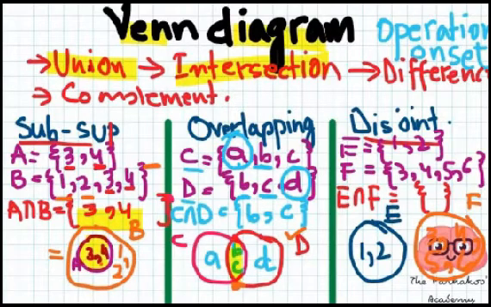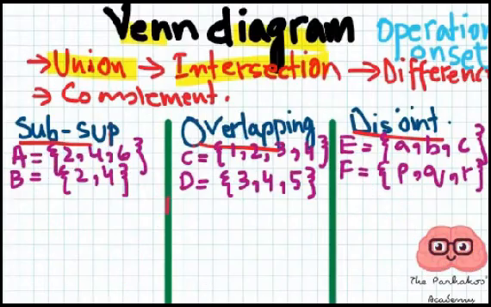So I hope that you have understood the intersection, and how to draw the Venn diagram in each case of intersection. Okay, so now the third operation, which is the difference operation. So let's see in each case. The first one is the subset superset, of course. Here B is the subset, this is the subset, and this is the superset, right?